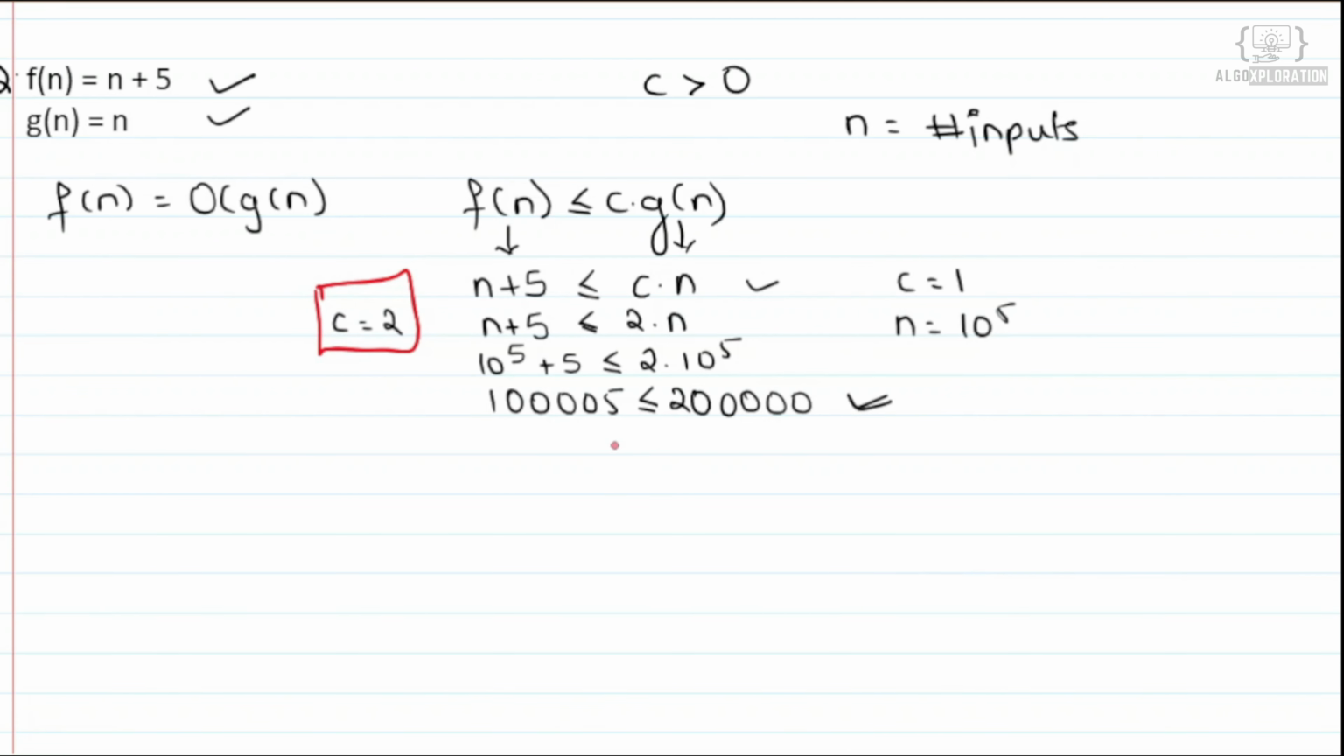Now let's find the value of n naught. Now since we got the value of c, let's find the value of n naught. n naught is a part of n only, but n naught should start from 1. So let's put it in this equation. 1 plus 5 is less than or equal to 2 into 1. False. Let's put n as 2.